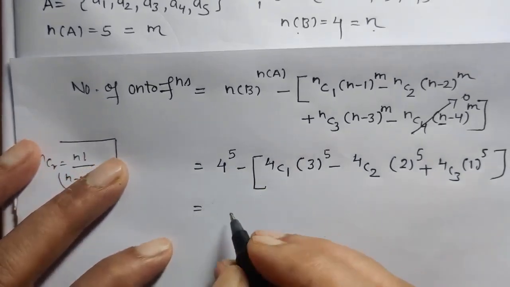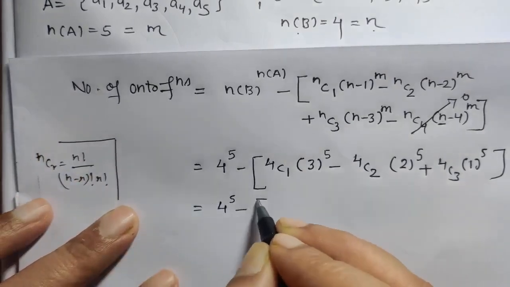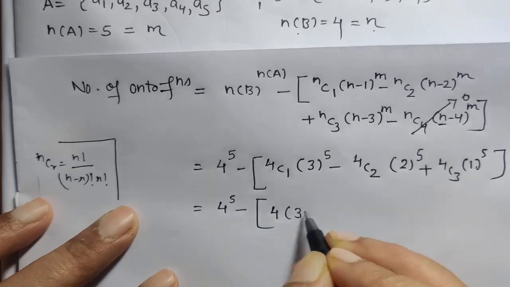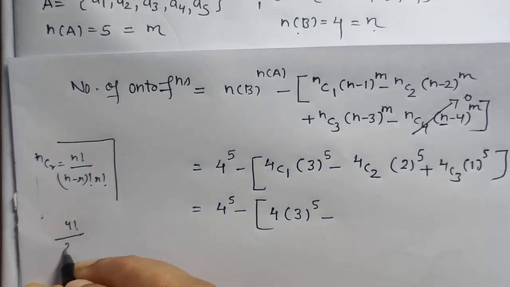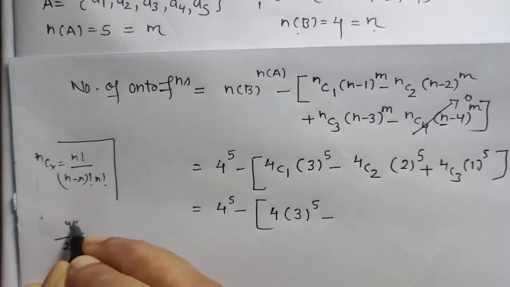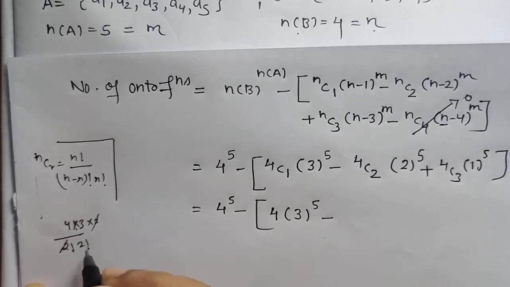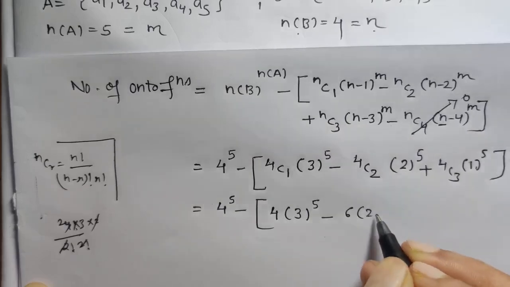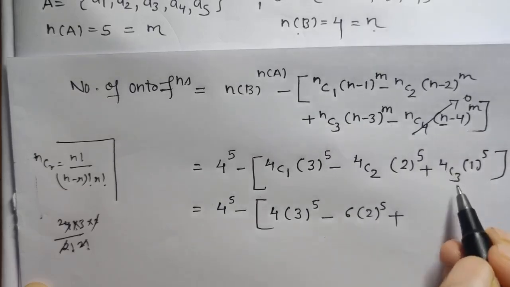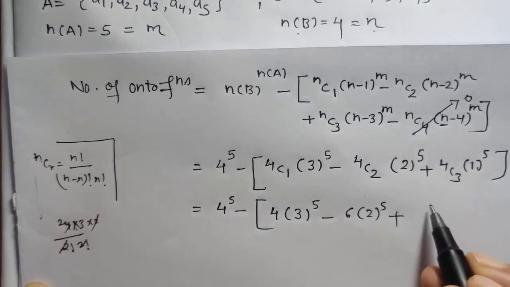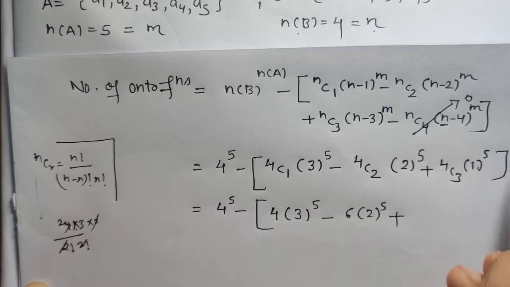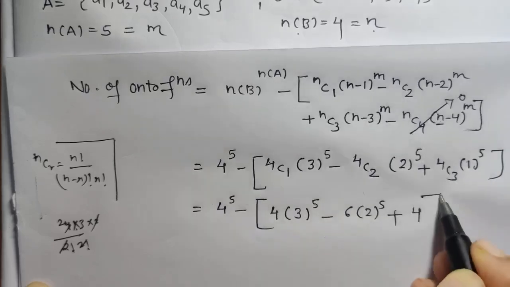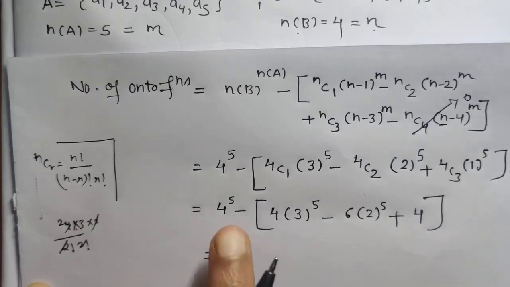So here it is 4 to the power 5, minus 4C1, which is 4 only, times 3 to the power 5, minus 4C2. 4C2 is 4 factorial upon (4 minus 2) factorial, which is 2 factorial, and 2 factorial. So 4 into 3 into 2 gets cancelled, and 2 twos are 4, 2 is 6, so 6 is left. So we write 6 into 2 to the power 5, plus 4C3, which is 4 only, because it is 4 factorial upon (4 minus 3) factorial, which is 1 factorial, and 3 factorial. The 3 factorial cancels the numerator's 3 factorial, so only 4 is left here. Let's close the bracket and find the values.